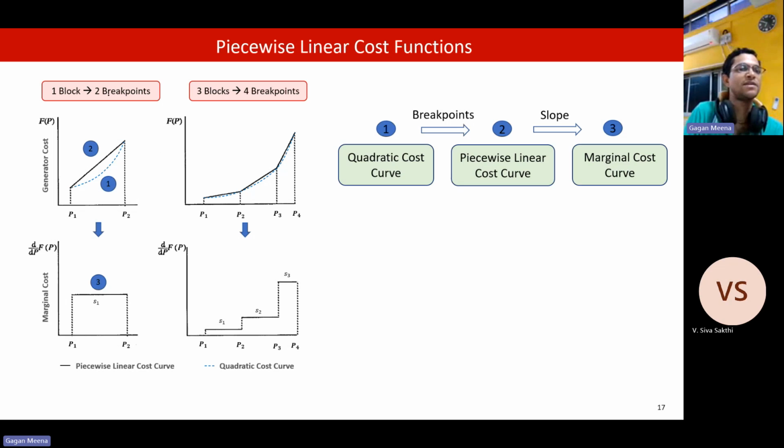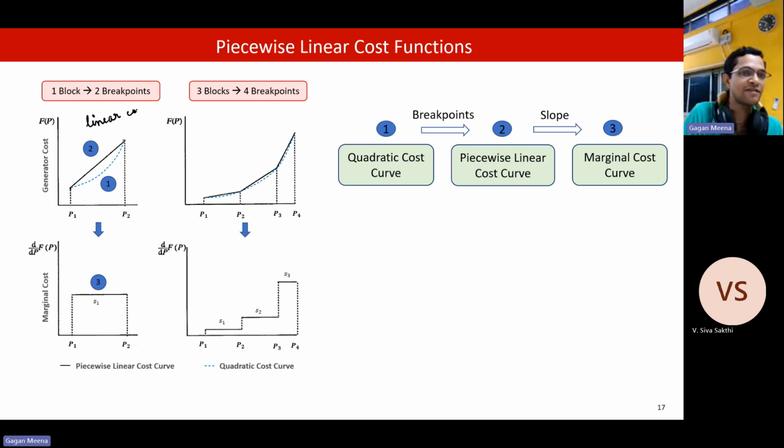Same quadratic cost curve, but here it is shown using only 2 breakpoints and here 4 breakpoints. Here the 2 breakpoints are the minimum and maximum limit of the generator itself. If we just draw a line between these 2 points, connecting them by a straight line, then we get a single segment linear cost characteristic. So this is linear. There are no pieces, it's a single piece.